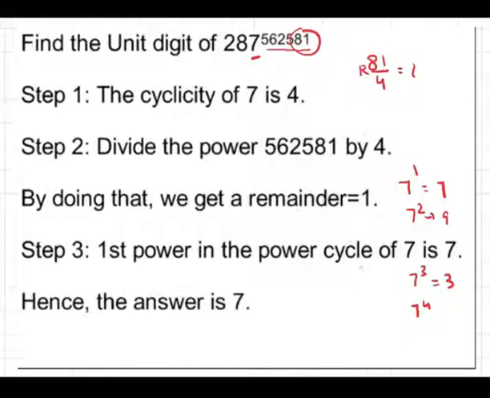So we had seen for 1 what is going to happen here. 2 we have seen, 3 we have seen, then 4 is nothing but when you get the remainder as 0. So when the remainder is 0, that's the last in the pattern, that's going to be 1. So 7 power 4 is equal to 1, and this is when the remainder is 0, you're going to get this.